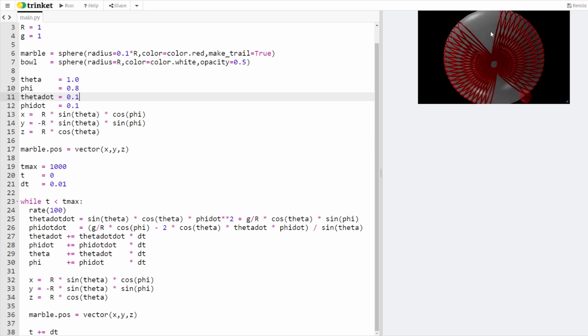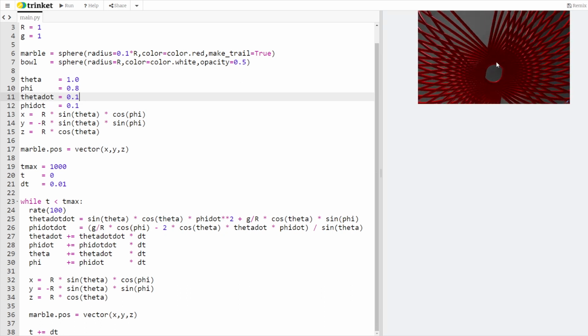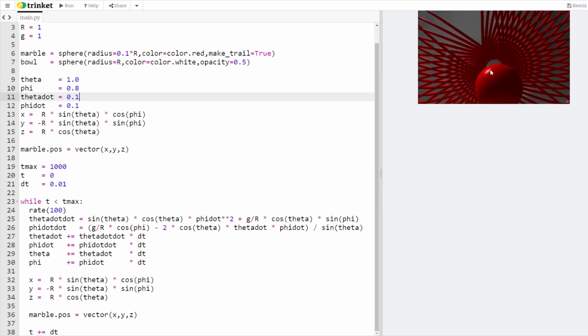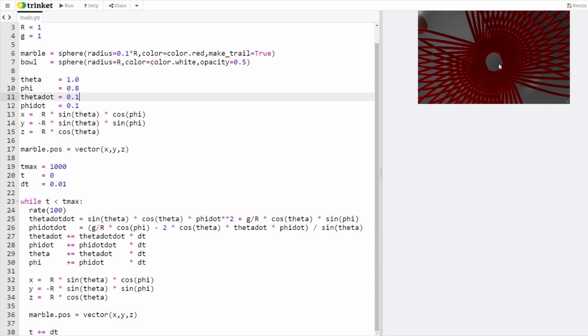If we look at the bottom of the bowl, it's really interesting how it never passes through the exact bottom of the bowl, this center point here, because it's always shooting just to one side of it. Kind of a cool eyeball pattern there. So that's kind of like this forbidden region, basically, where it's going to keep overshooting that.